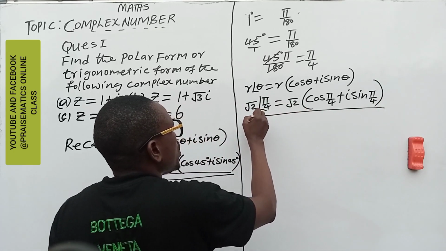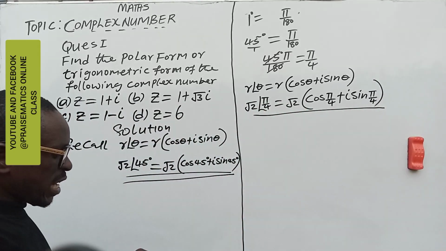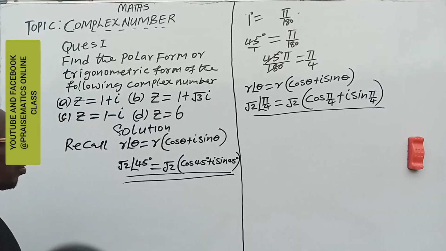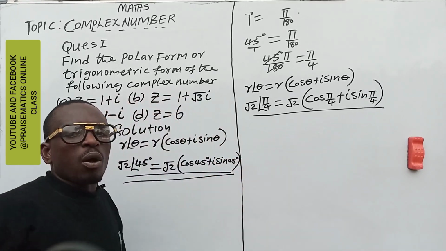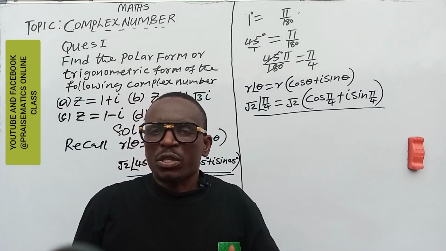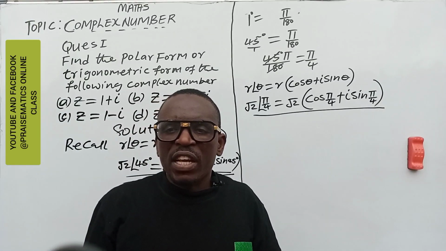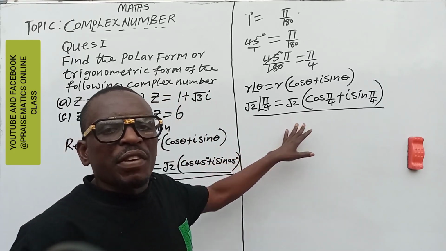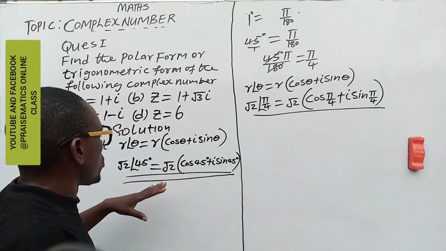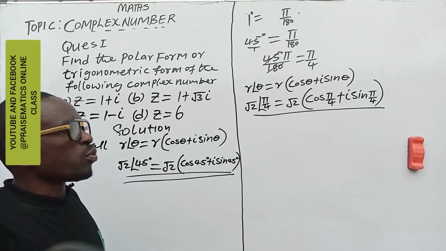So if you do not use this one, you use this one. Any one of them can serve. This one is in degrees, and this one is in radians. So it depends on how your lecturer or your teacher asks you the question. If they say leave your answer in radians, you leave your answer like this. If they say leave your answer in degrees, you leave your answer like this. And that is how to solve it.